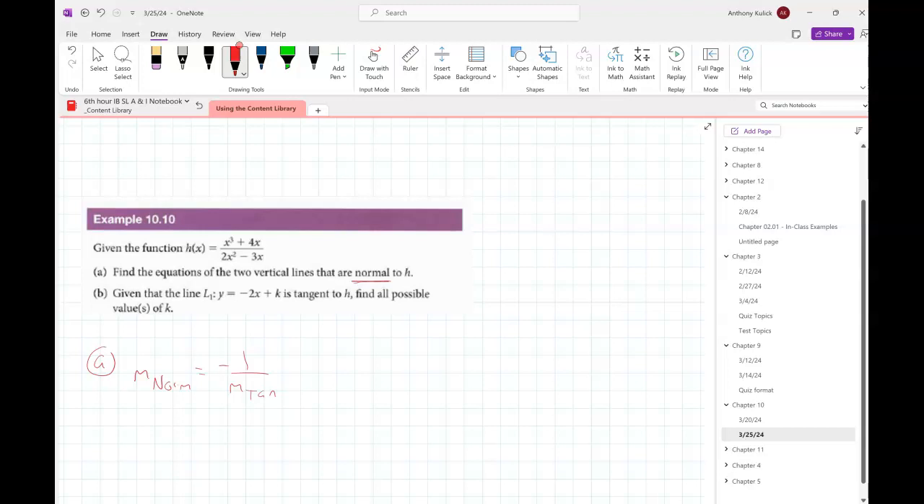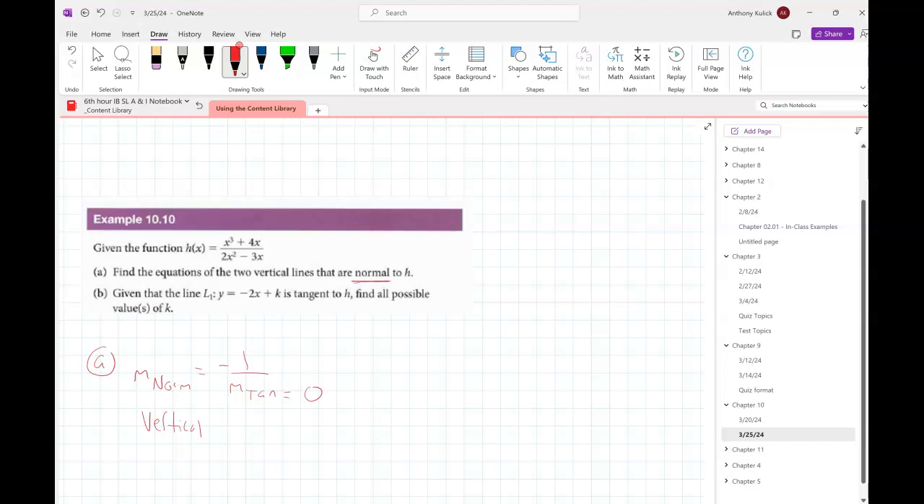Everybody agree? So for this normal to be vertical, what does the slope of the tangent line have to be? What does a vertical slope mean? It means there was a zero denominator, right? Like you have infinite rise over zero run. That's vertical.